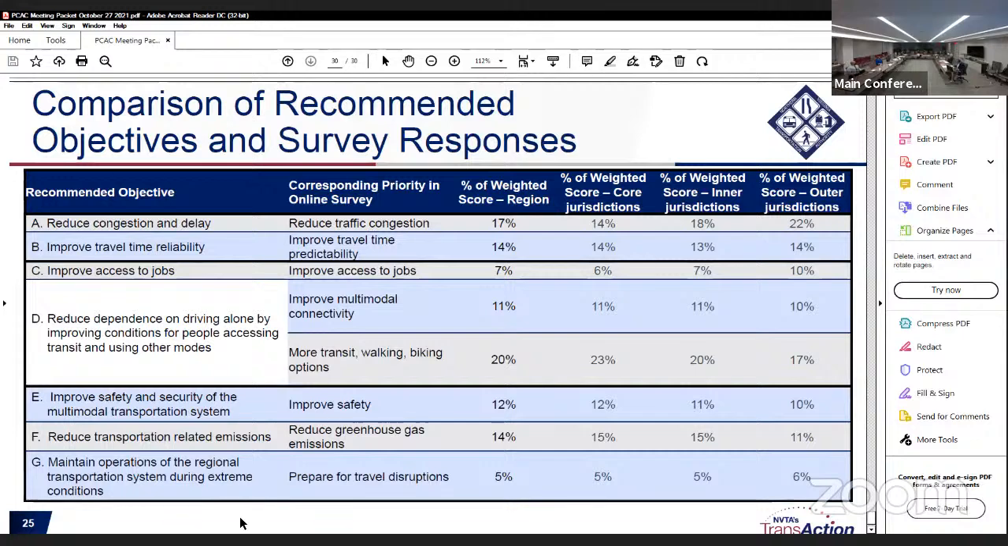The comment I was going to make dovetails really nicely off of that. Looking at the survey respondents, reducing dependence on driving alone and improving conditions for people accessing transit is overwhelmingly highest across the board when you add those two objectives together. But when you match it to the performance measures, there are other performance measures that deal with that, so we need to take that into account when weighting accordingly, not just putting all of the points for that into D1.